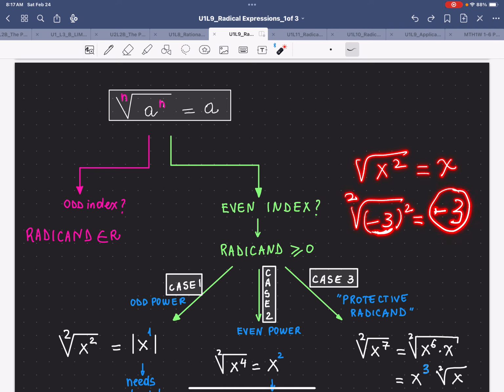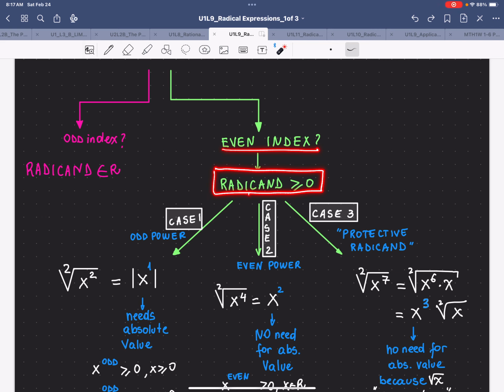So there are 3 cases that I would like to bring to your attention. First of all, always remember to identify the index, and that is because if the index is even, radicand has to be positive. And the way we ensure that we get the right answer is by looking at the following 3 main cases. So there are other subcases which we won't talk about.